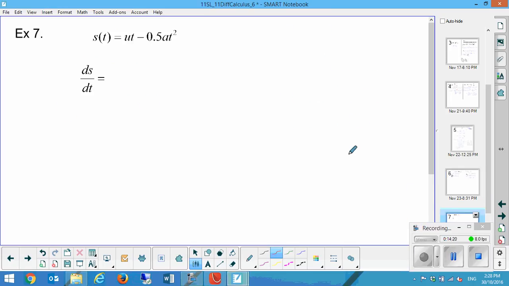And the last one here, S equals ut minus a half at squared. Some of our physics people should hopefully recognise this. So S of t is our abbreviation for displacement, and we're going to be doing a lot of work with displacement and motion in this course. So, displacement. If I differentiate, I want the change of displacement with respect to time.